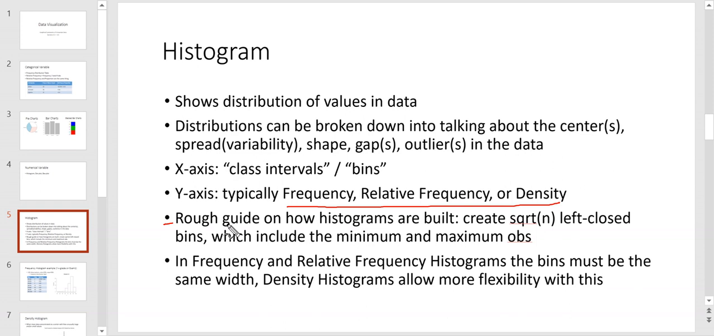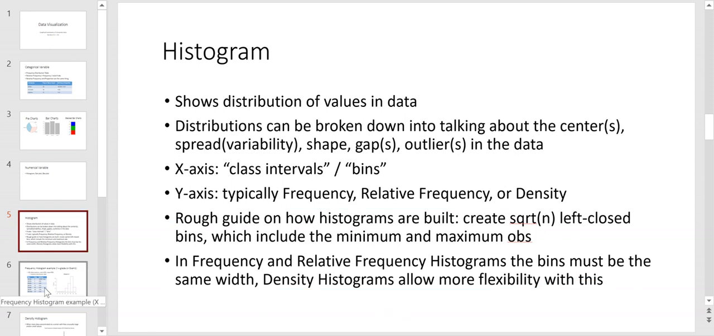Now, in a frequency and a relative frequency histogram, the bins have to have the same width. So if you choose a width of 5, they all have to have a width of 5. If you choose a width of 10, they all have to be 10, etc. But a density histogram allows you to break this rule and be more flexible, and that's why it's sometimes preferred over the other two. We're going to see examples of all of these.